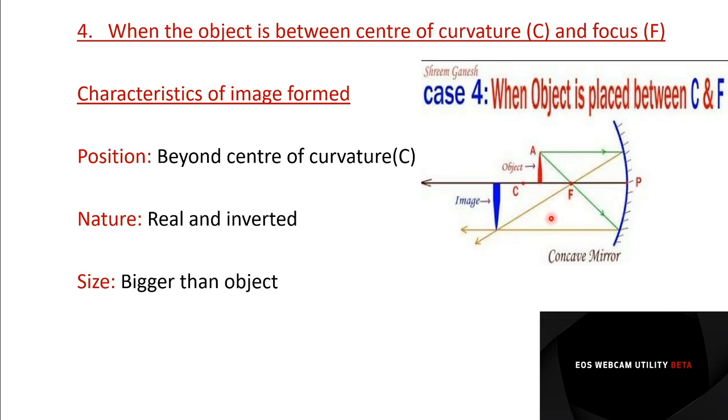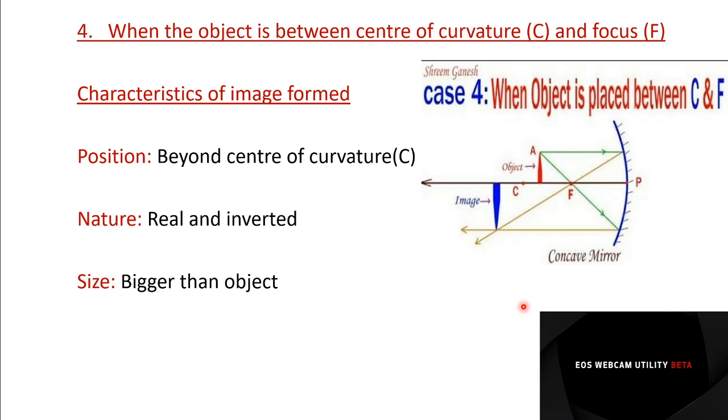Now in this case, we will take a ray parallel to the principal axis. After reflection, it will pass through focus. Then a ray which passes through focus as an incident ray. After reflection, it will become parallel to the principal axis. We get the point of intersection at this point, so we drop a perpendicular. Now clearly you can see that object and image are inverted. So this is the image that we get. It's inverted with respect to the object.